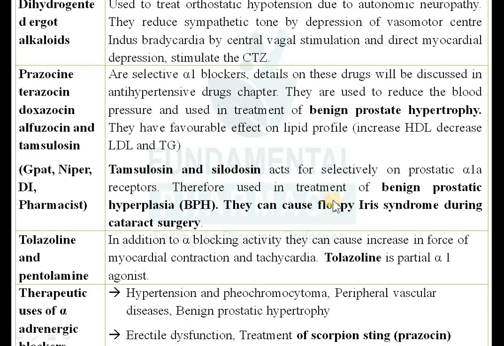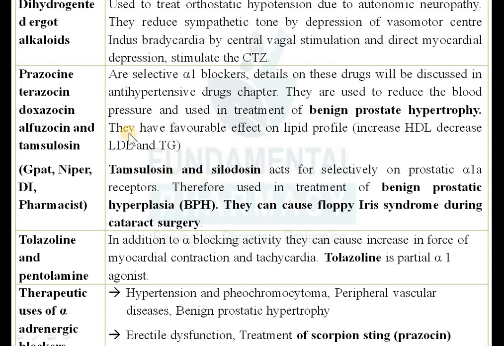Then again, tamsulosin and silodosin act selectively on the prostatic alpha 1 receptor, and therefore they are also used in the treatment of benign prostate hyperplasia, BPH. It is the same thing as benign prostate hypertrophy. Their adverse effect is that they can cause floppy iris syndrome. Floppy iris syndrome is associated with tamsulosin and silodosin.